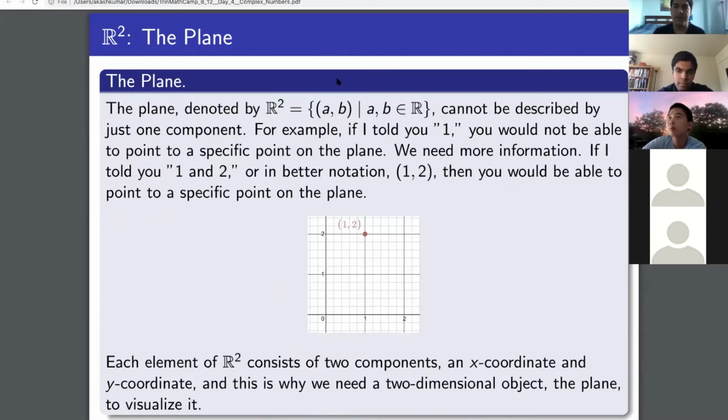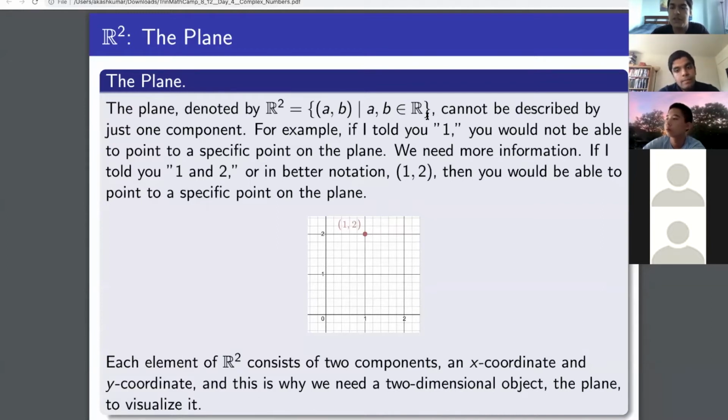And it's basically made up of ordered pairs. So you can think of these as points, right? And then each element of the plane, it can't be described by just one component, right? If I told you 1, you can't point to anywhere in the plane. You would just ask me if I'm crazy. Like, you can't just be told 1 and then try to find 1 on the plane.